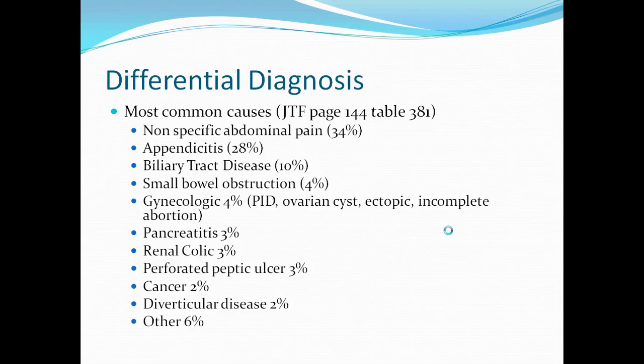Differential diagnosis, you can find this in First Aid Just the Facts page 144. Most of the time, when you examine abdominal pain, you won't find a definite diagnosis. And in this case, close follow-up is needed. These are a list of other conditions: appendicitis, biliary tract disease, bowel obstruction, etc. And you should know generally how to manage and recognize these conditions.